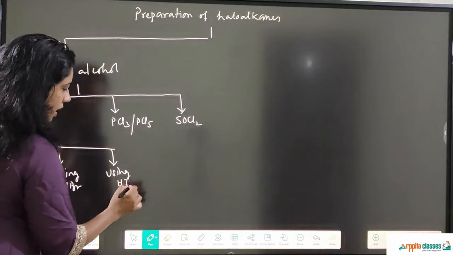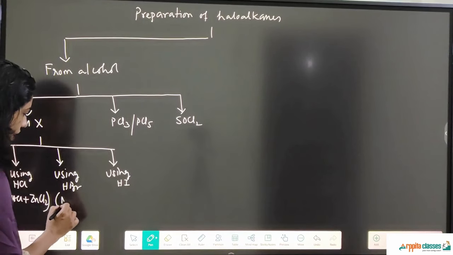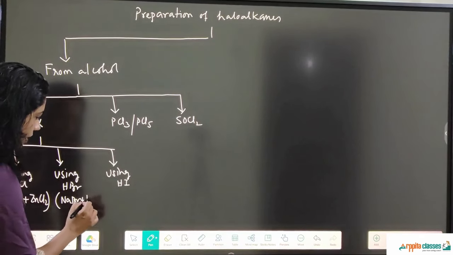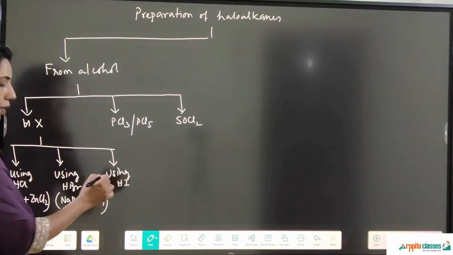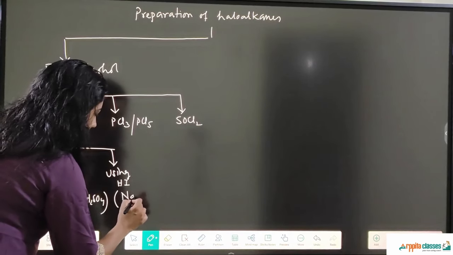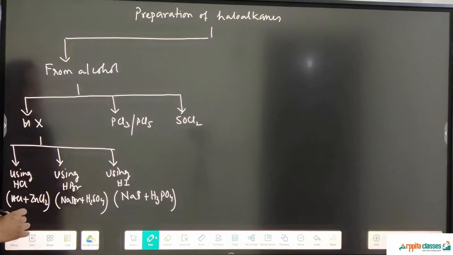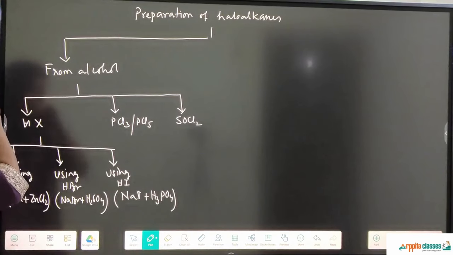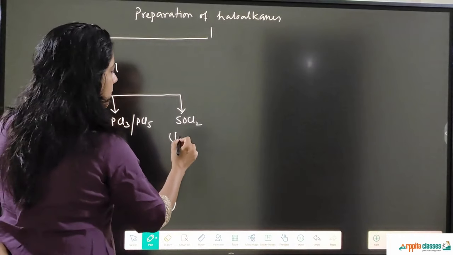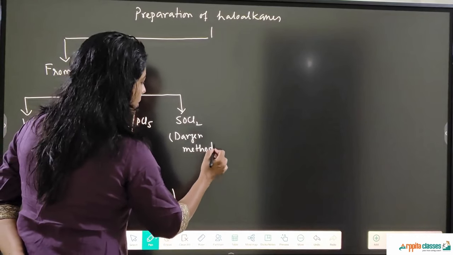Now when we are using HCl, we are using HCl plus ZnCl2. This mixture was called Lucas reagent. For HBr we used NaBr plus H2SO4 to prepare HBr, and for HI we used NaI plus H3PO4. Okay, so all this we need to remember. Next is PCl3 and PCl5. These we used, and SOCl2 we used. This method we called Darzens' method. Okay, so this was the first preparation.